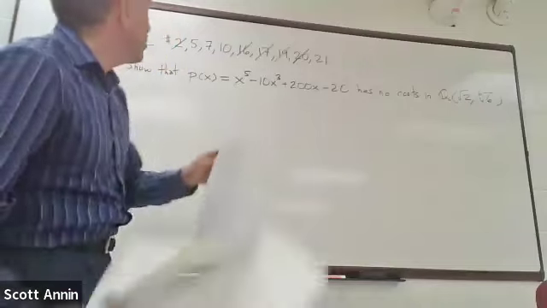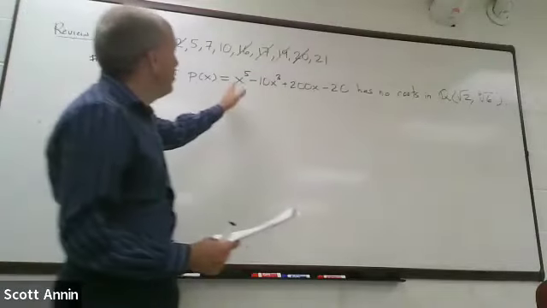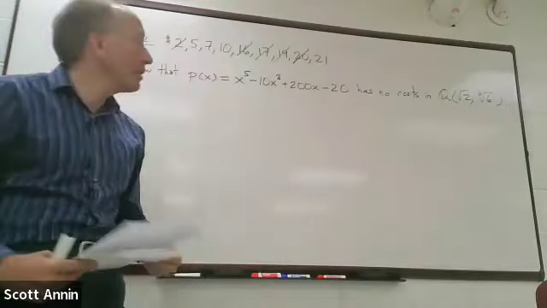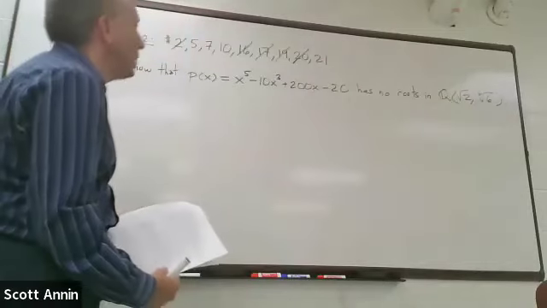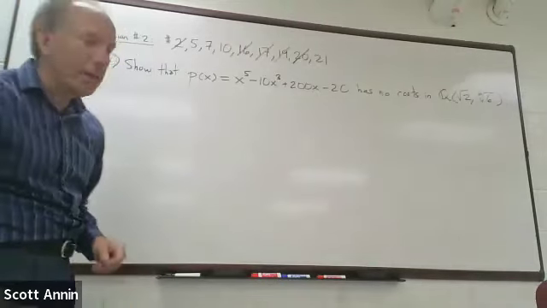So we're going to try to show that this polynomial p of x, which is this 5th degree polynomial here, has no roots in Q adjoining the square root of 2 and the 6th root of 6. So that should be kind of an interesting problem.